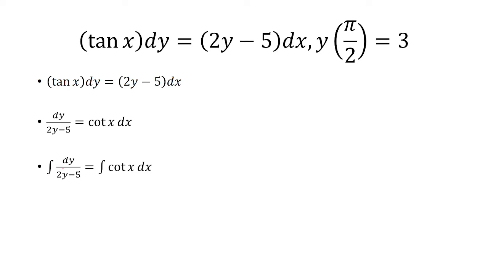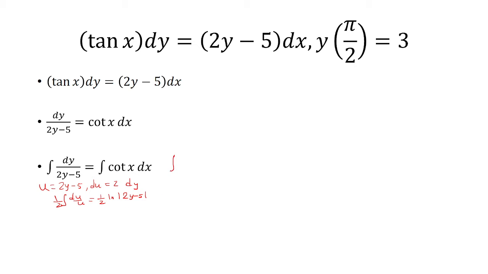So for the integral of dy over 2y minus 5, I can do a u substitution and say that u is 2y minus 5, du is 2 dy. Basically, I'll have 1/2 du over u, which is 1/2 ln of u, and then u is 2y minus 5. So this is basically the long way of doing it.